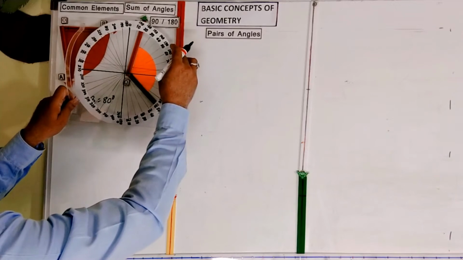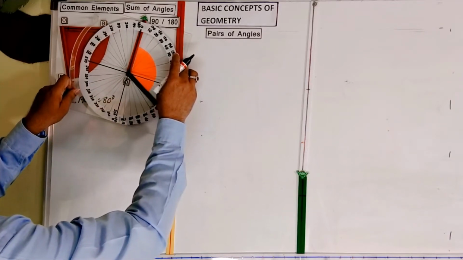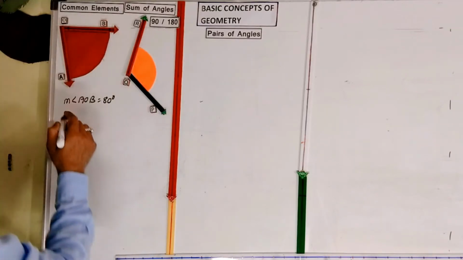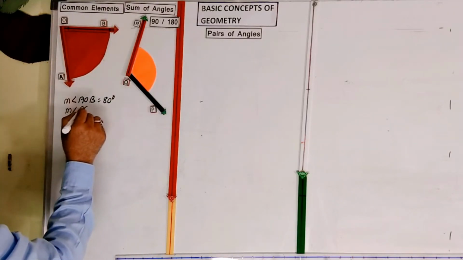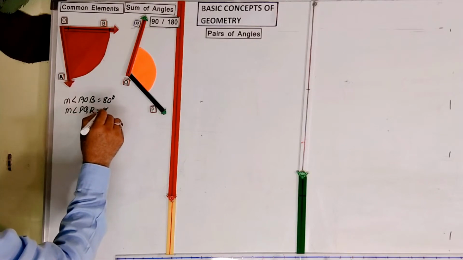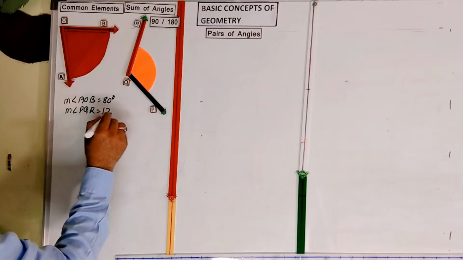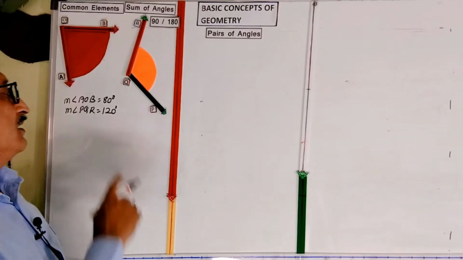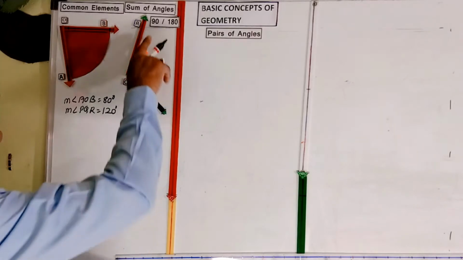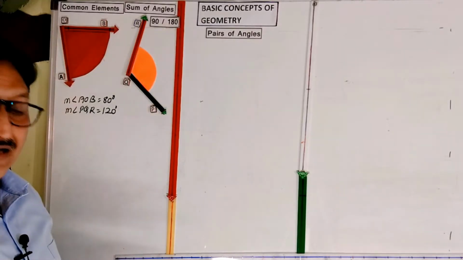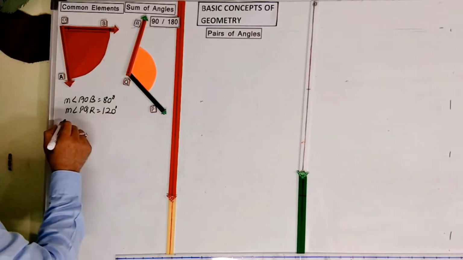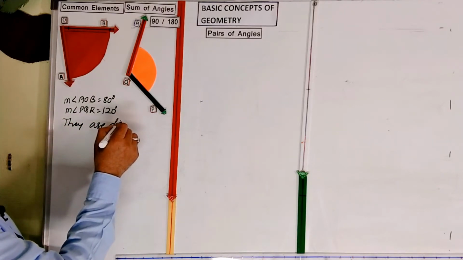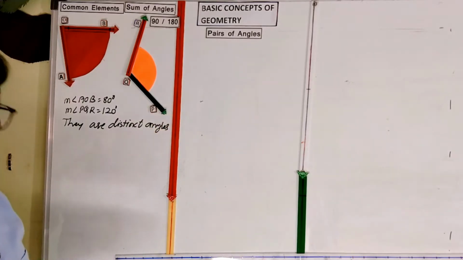Similarly, the measure of this angle PQR, yes, it is 120 degrees. Therefore, you can write here measure of angle PQR equals 120 degrees. Now, compare the measures of these two angles again. The sum of these two angles will be 200. It is neither 90 nor 180. And therefore, such types of angles are distinct angles, or different angles.